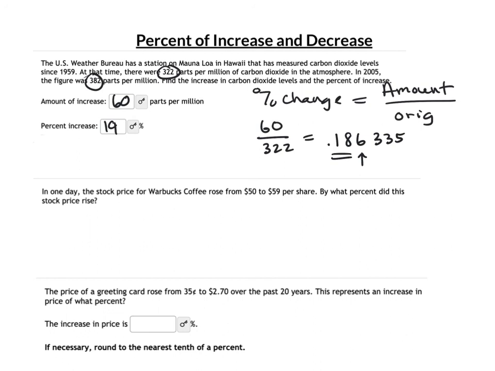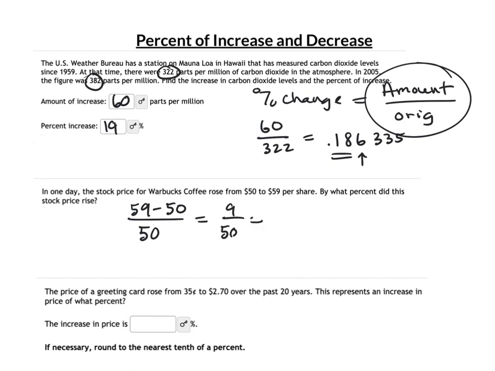In one day, the stock for Warbucks coffee rose from $50 to $59 a share. What percent did the stock rise? So we're back to this formula. The amount of change, that's 59 minus 50, divided by the original, 50. So that's 9 divided by 50, which ends up being 0.18. So that would be about 18% then.